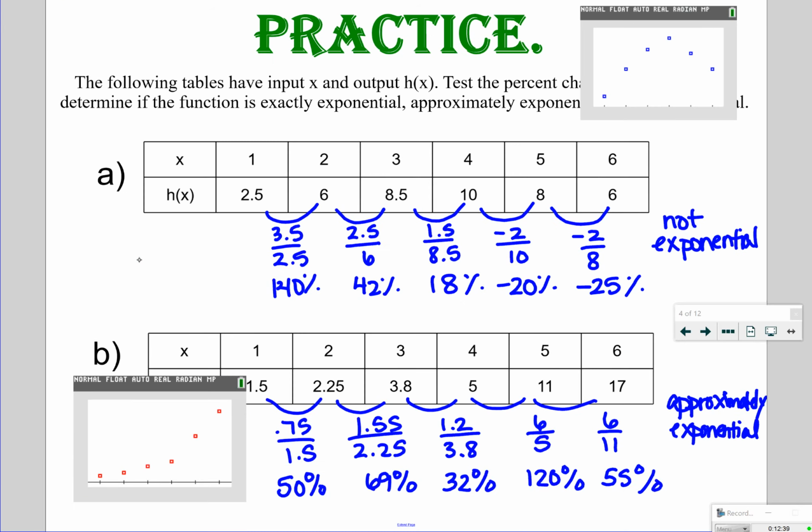Okay, again, not perfect. If you ran an exponential model on this, which we'll do in a little bit, you wouldn't have a correlation coefficient that would be super strong, close to 1, but it'll be close. It'll be a decent model. So not exponential and approximately exponential are going to be our two answers here.